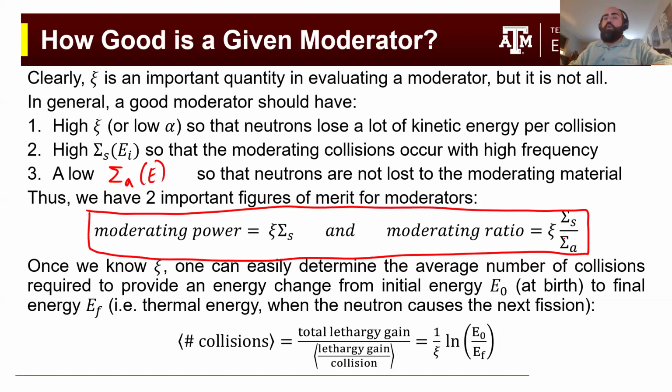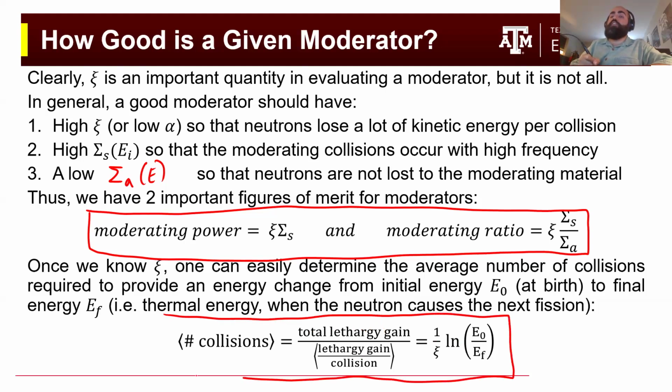And if you know worm, which is the average lethargy gain per collision, and we also have a definition for the total lethargy gain, which is just ln of E0 over E final, then it follows that the average number of collisions to make a neutron go from the initial energy that it was born, E0, to the thermal energy where it gets absorbed or causes the next fission, EF, we can just divide the total lethargy gain by the average lethargy gain per collision to find the number of collisions that give us that energy or lethargy change.